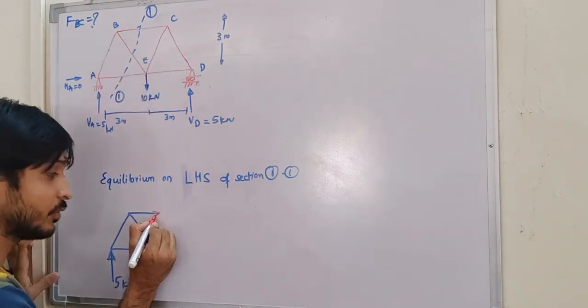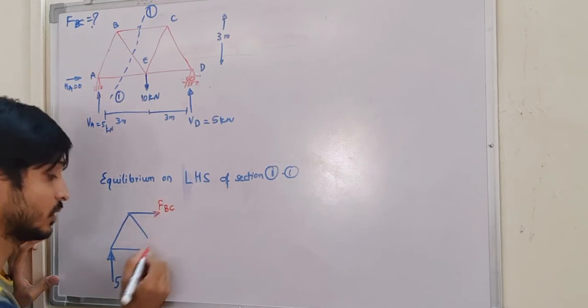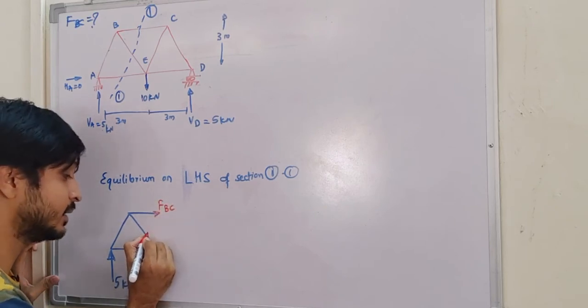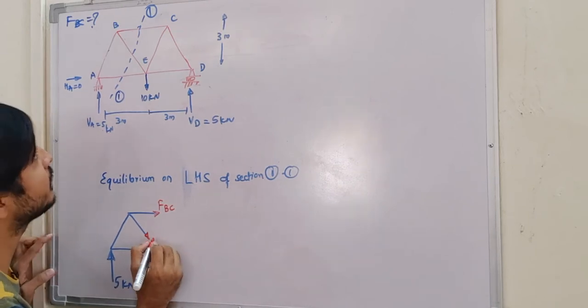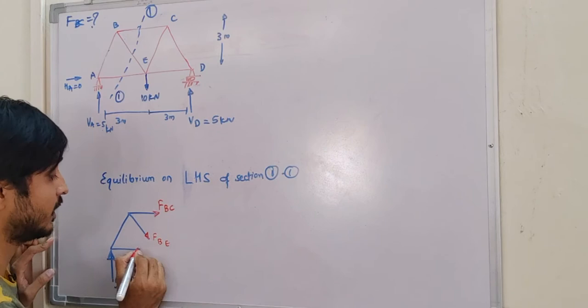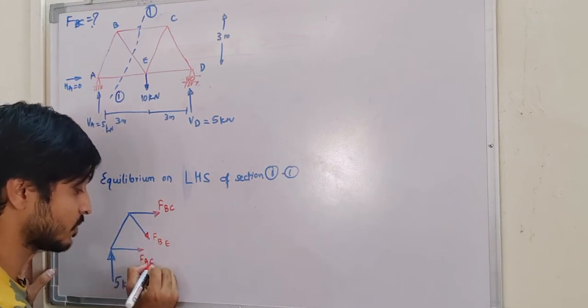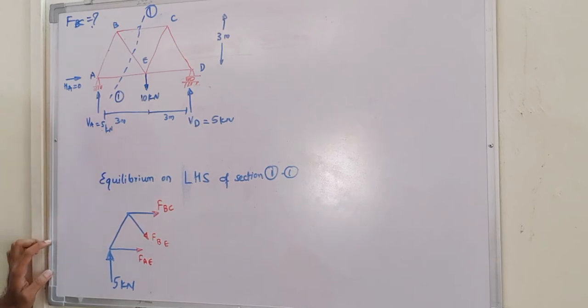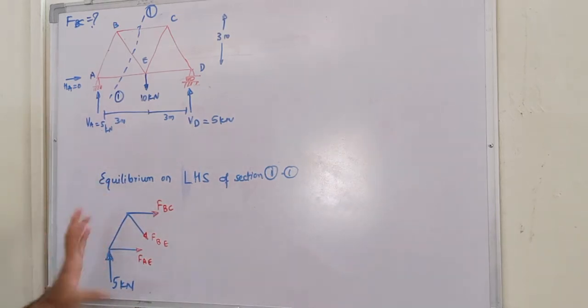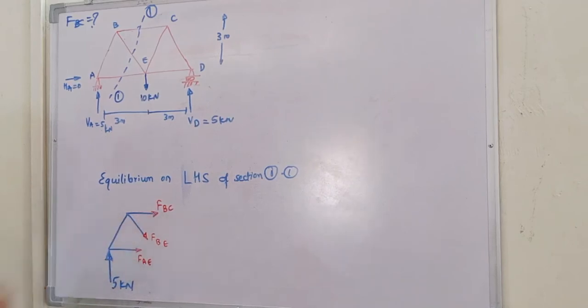Wherever we have cut, we will consider it to be in tension. So this is FBC. Here, if I cut it, this will be FBE, and this is FAE. So we have assumed these 3. Now, what can we do? We have drawn the free body diagram. It's almost a free body diagram. We have 5 kilonewton here, and these are the 3 unknown forces.